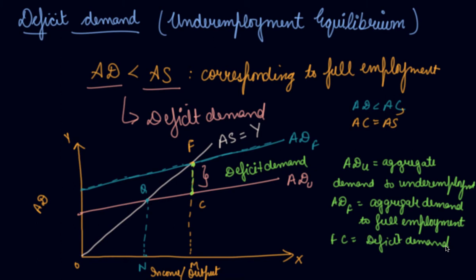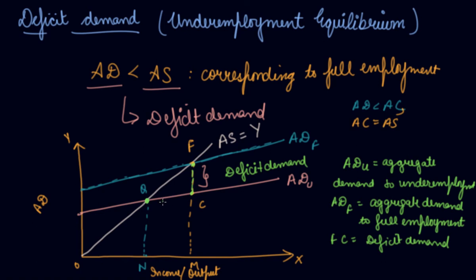See, when your AD is less than AS, somewhere the equilibrium is struck. So this is the point Q. This equilibrium is underemployment equilibrium. Everybody is not fully employed in the economy because demand is less than supply. If demand is less than supply, output supply will be reduced. If output supply is reduced, income will be reduced in the economy. If income is reduced, there will be unemployment in the economy.